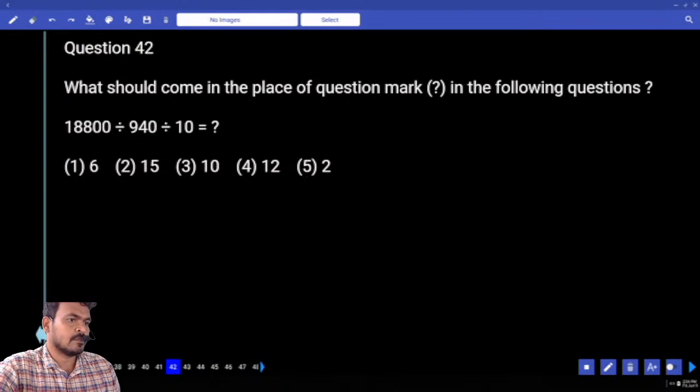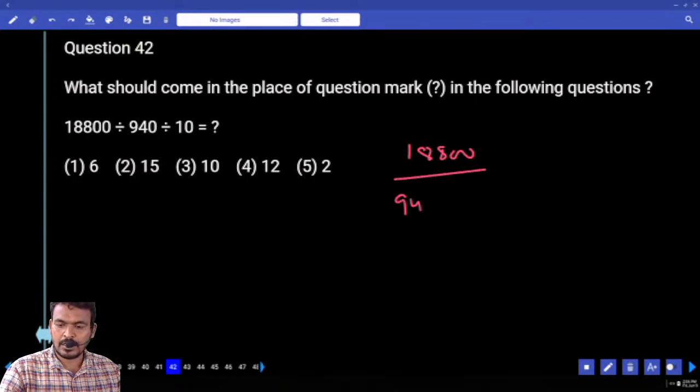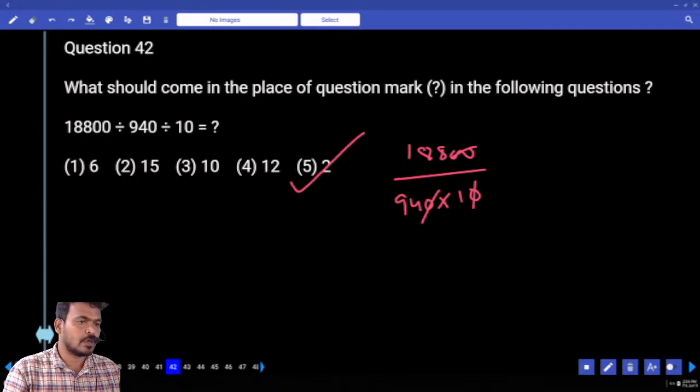Continuation division: the first term is the numerator, the remaining two are denominators, product term means... 18,800 divided by 940 into 10. In the numerator there are 2 zeros, in the denominator 2 zeros, so they are cancelled. 188 divided by 94 is 2 times.